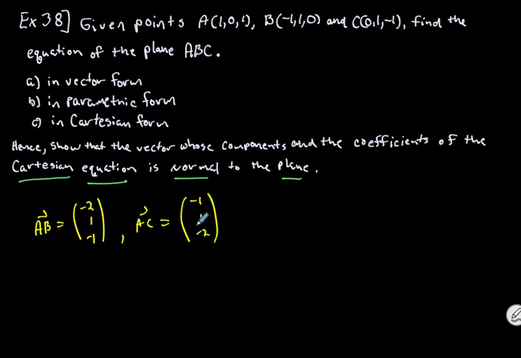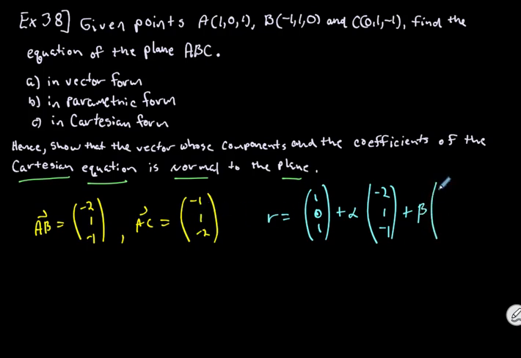So I got two vectors in the plane, and then I can pick any one of these points, but I'm going to pick A, and I can write my vector equation of the plane. So r is going to go through, I'm going to pick this point (1, 0, 1) right here, and then I'm going to have some scalar alpha times AB, so it's (-2, 1, -1), and then plus some scalar beta times (-1, 1, -2). Good. And so that's my equation in vector form.